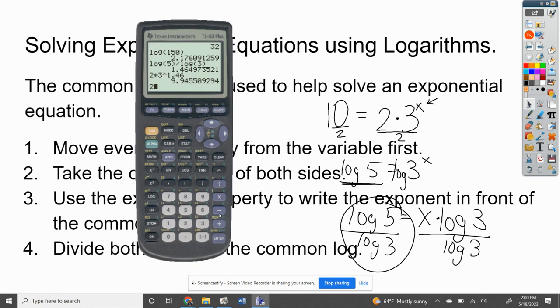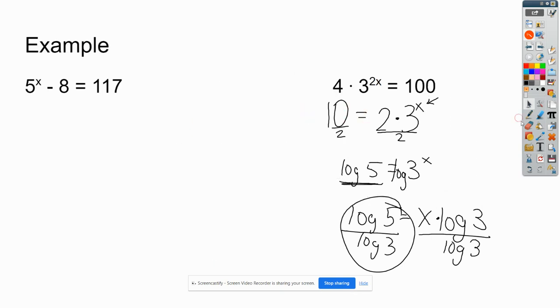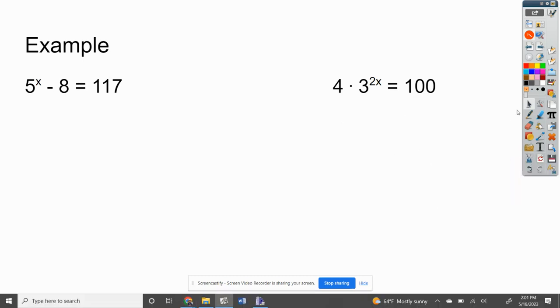If I didn't round it as much, let's do 3 to the power of, and let's not round it that much, 1.464973. You can see it gets closer and closer to 10. So it does equal 10, so I checked that out. I plugged it in for x, and I made sure that it works for that equation. So here's 2 examples.